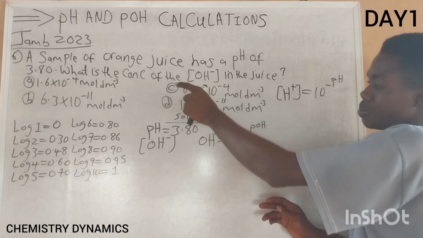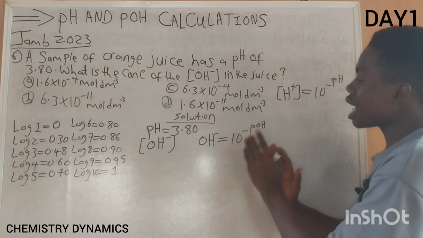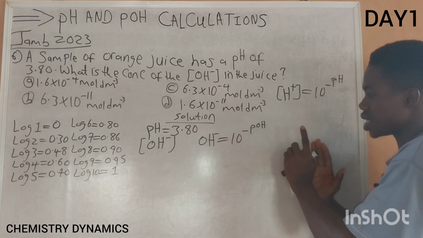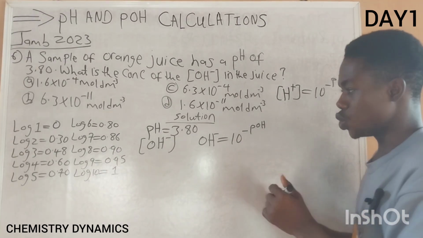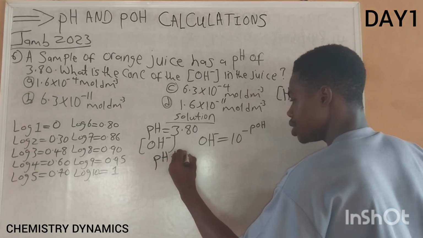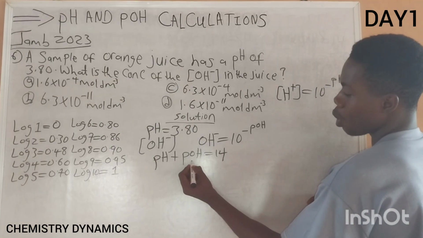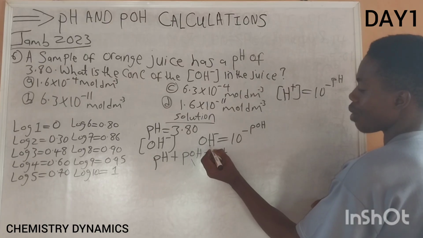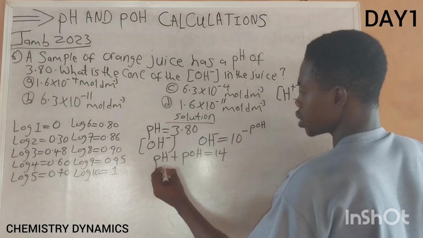But in the question, they don't give us pOH, they give us pH. Now, in this formula we need to calculate our pOH first before we calculate our hydrogen ion. In calculating our pOH, this is the formula we're going to use: pH plus pOH equals 14. Are you seeing it now? So when we get our pOH, we will substitute it into this formula and get our hydrogen ion.